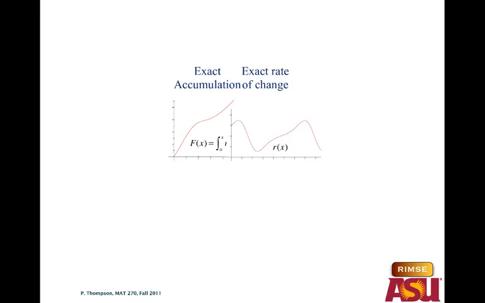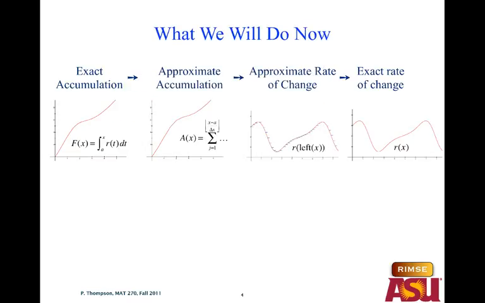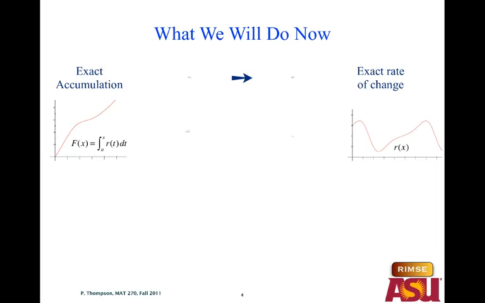So now what we're going to do is backwards. We'll start with, we know how much a quantity is changing at every moment. From that, we're going to build approximate accumulation, approximate rate of change. Finally, exact rate of change, which would be like R sub f again. And then, like before, having done the hard work, we'll be able to write exact rate of change functions directly from exact accumulation functions. Okay.